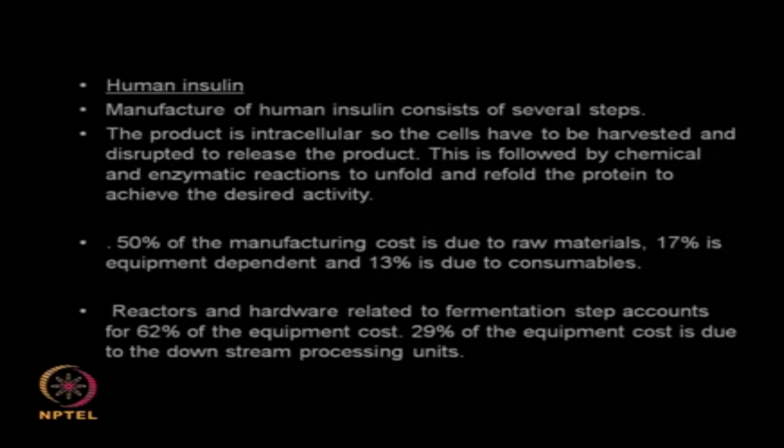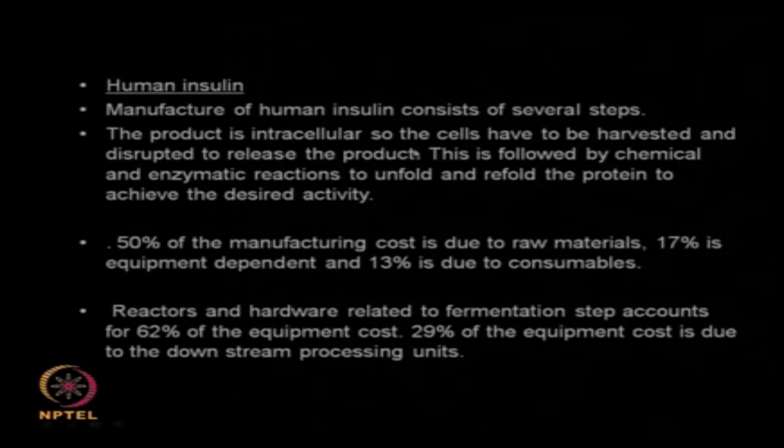It contains several steps, because it is a product which is going to be used as a drug, as a pharmaceutical product. The safety regulations are very stringent, purity is also very stringent. It is produced intracellularly by the cells. So, the cells have to be harvested, cells have to be broken down, so that the product that is entrapped inside the cells gets liberated. So, there is something called cell harvesting, and there is something called cell disruption.